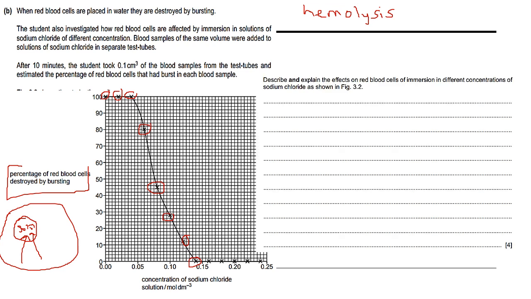Describe and explain the effects on red blood cells of immersion in different concentrations of sodium chloride as shown in figure 3.2. So again, bear in mind that the verb here says describe and explain. Okay, so describe is in detail. What that means is that you can look at the graph, and I would say just give maybe 2 descriptions, and then give 2 explanations that match those descriptions. So 2 descriptions would be that at low concentrations of sodium chloride between 0.0 and 0.05, 100% of the red blood cells were destroyed by bursting.